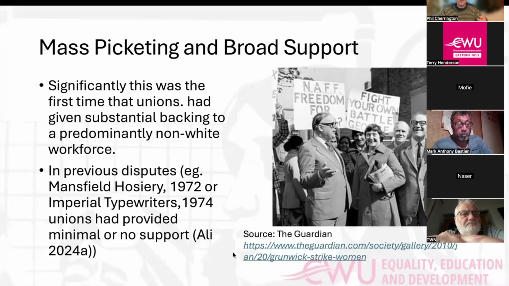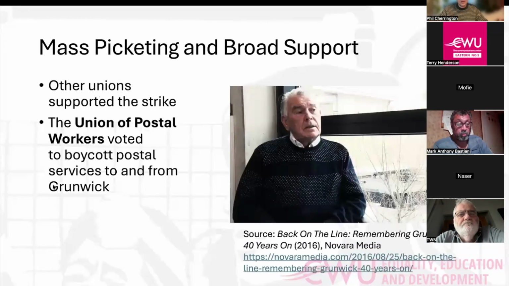It's a really excellent article, I've linked it later, by Taj Ali about the Imperial Typewriters dispute. It's an interesting contrast to how Grunwick was handled, where the movement did eventually rally around people. In line with this, the other unions took solidarity action. For example, here's our predecessor union, the UPW, Union of Post Office Workers, voted to boycott postal services to and from Grunwick.